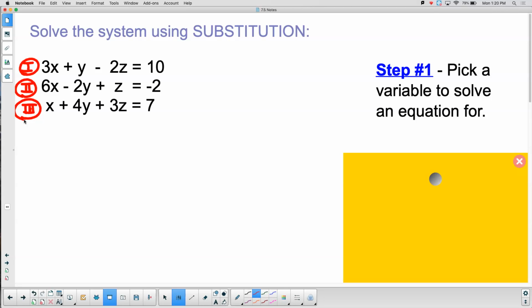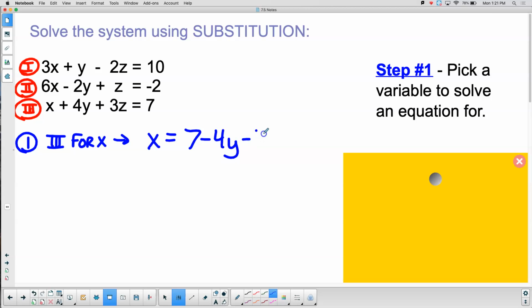Doesn't matter which one we choose. Pick one. X. You want to solve for x. Okay? So we're going to solve equation number 3. So this is step number 1. We're going to solve equation number 3 for x. If I do that, I get x equals 7 minus 4y minus 3z.